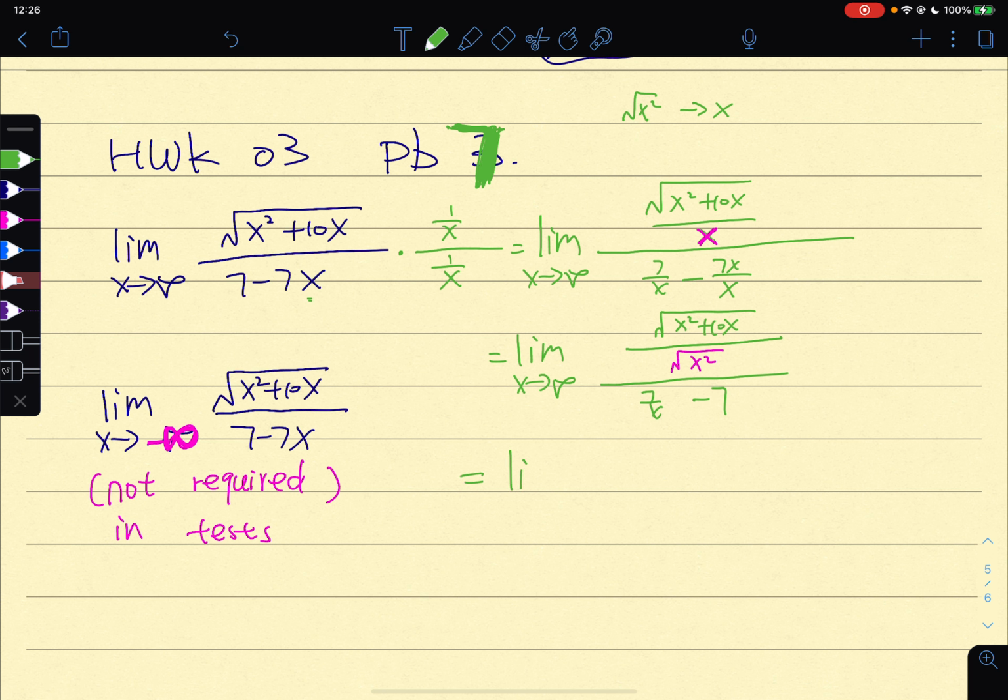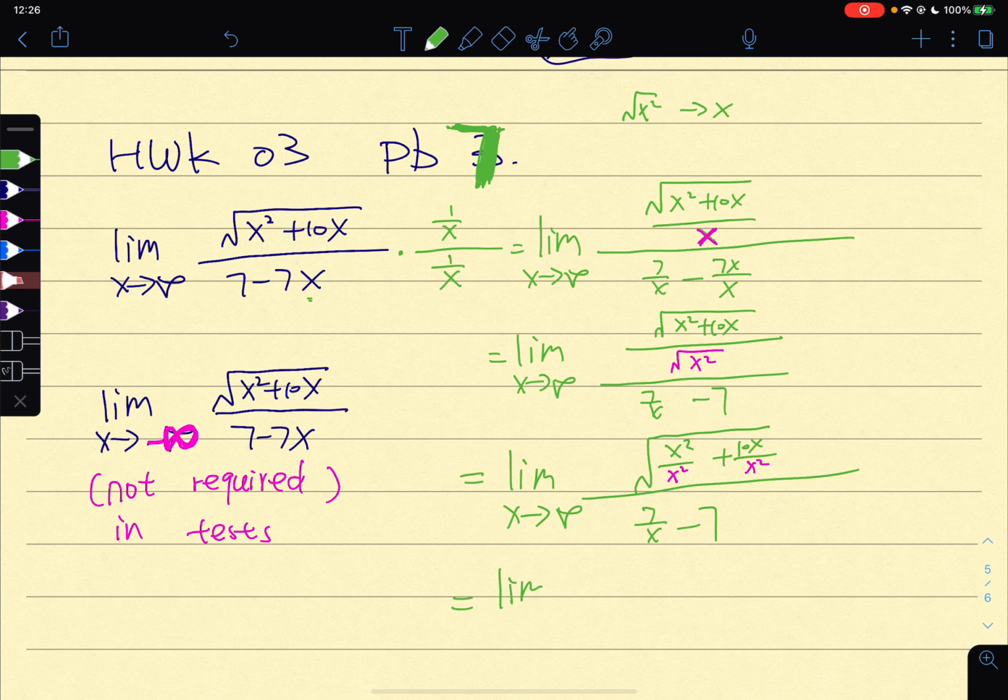So what I end up with is limit x approaches infinity. My numerator changes into x squared plus 10x, and what was that over? It's over x squared, over x squared. And then you have 7 over x minus 7.